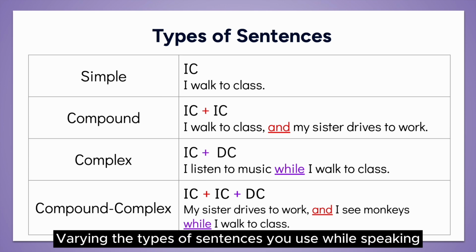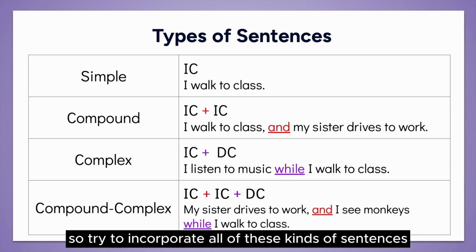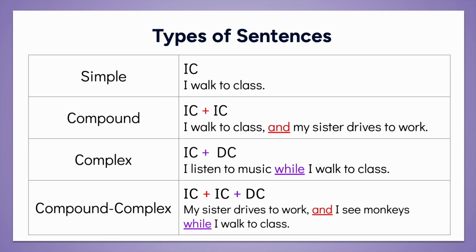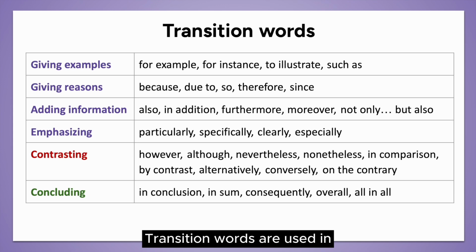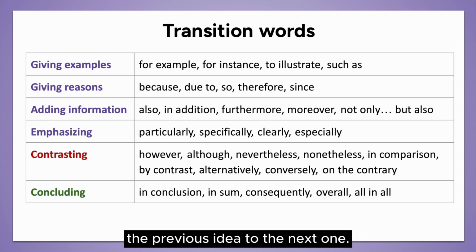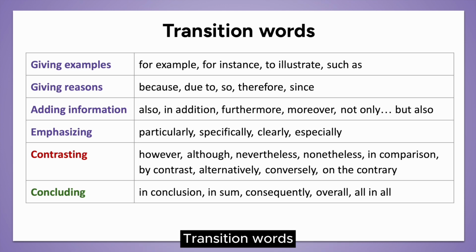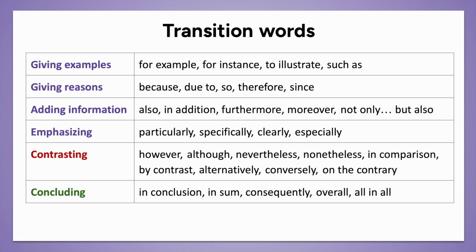Varying the types of sentences you use while speaking will make you a more advanced speaker. So try to incorporate all of these kinds of sentences in your responses. A way to connect your ideas while you're speaking is using transition words. Transition words are used in the beginning of a sentence in order to connect the previous idea to the next one. Transition words can be used when you are giving examples, giving reasons, adding information, emphasizing, contrasting, and concluding.